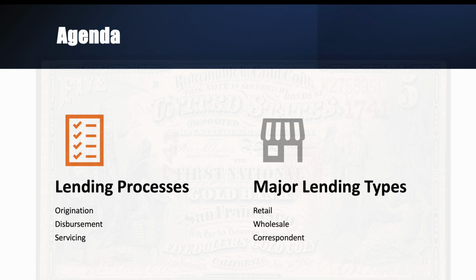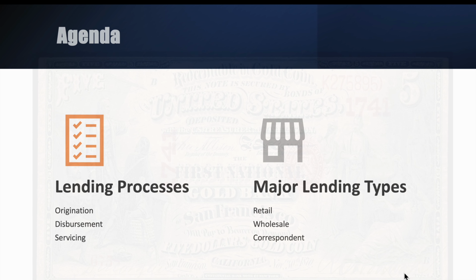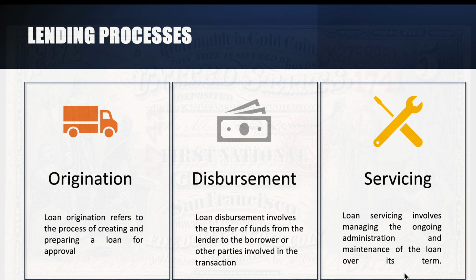Hello, in this video we are going to see lending processes and major lending types. When we go for a lending, there is a process which is followed before the loan is approved and the loan is disbursed. So there are three major steps: origination, disbursement, and servicing. Origination is where the customer comes or is marketed for a loan, and he or she applies for a loan application, and some approvals are given for the loan.